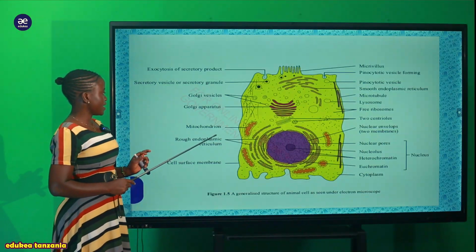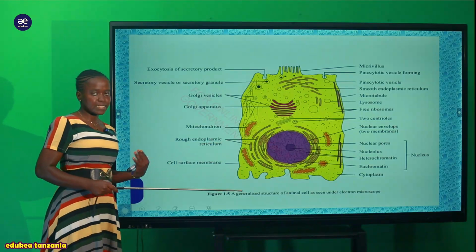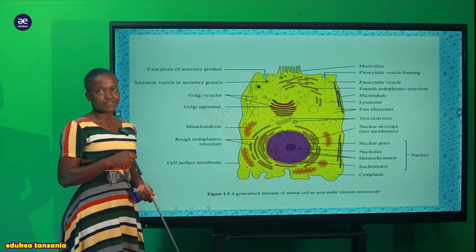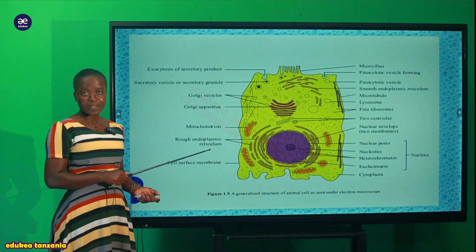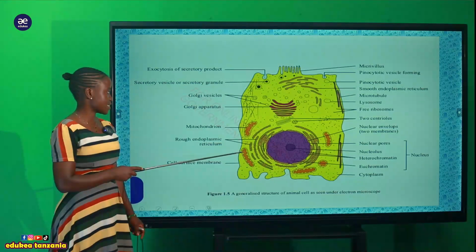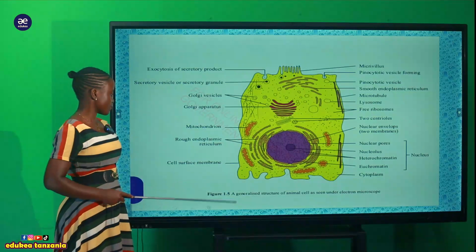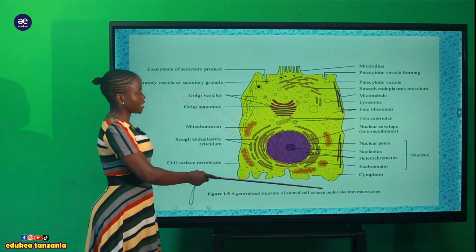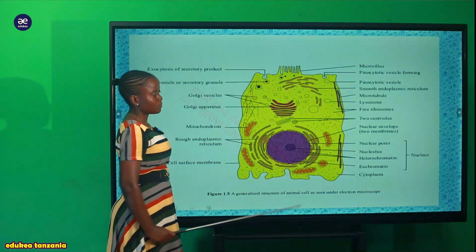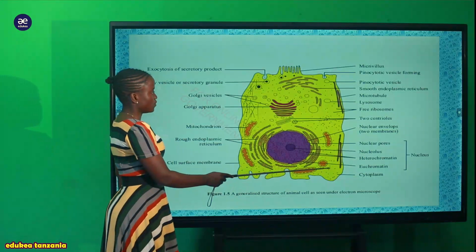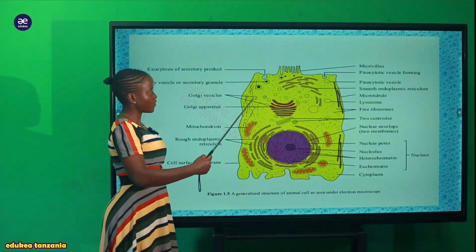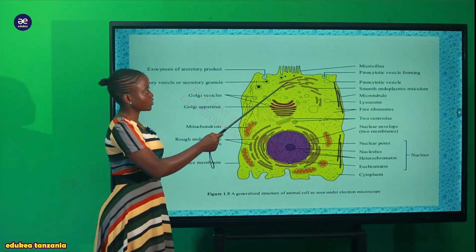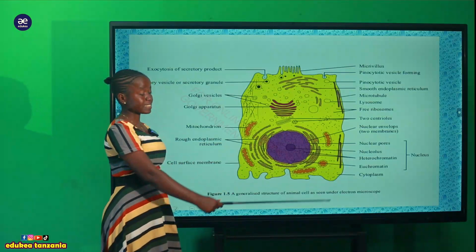But also we have mitochondria that act as the powerhouse of a cell by providing energy in the form of ATP. We have rough endoplasmic reticulum that is associated with the ribosomes. And also now here you can see we have the cytoplasm. This one, yellow in color, all that is found within the cell.